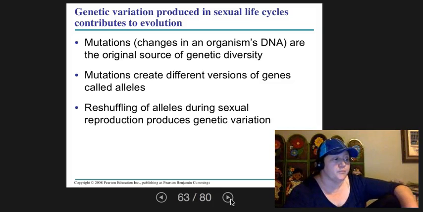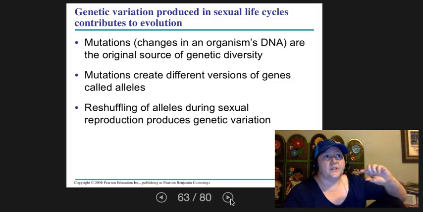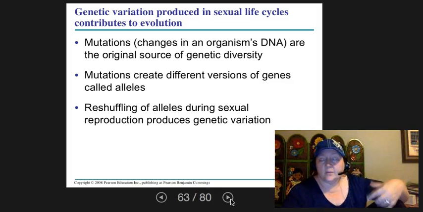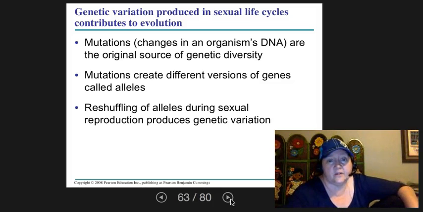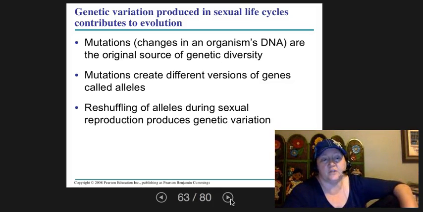So freckles, no freckles. Those are two alleles of one gene. Moons on your fingernails, no moons on your fingernails. Do I have the type A antigen on my red blood cells? Do I have the type B antigen on my red blood cells, or none of the above? In that case, we're talking about three alleles. We have three variants that we could have. Well, technically four: A, B, none, which is type O, and then AB. Okay? So those are all alleles. An allele is very simply just a different version of a gene.